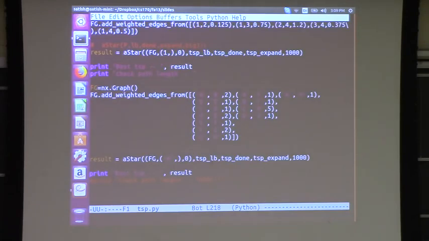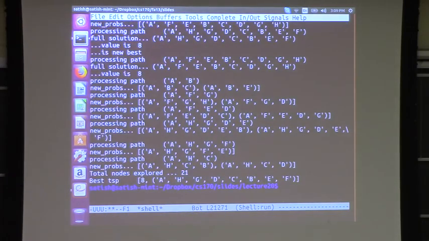Now this other graph is the problem we saw. It's the same graph that's on the slides, and you can see it doing that. And then you can see that the total number of nodes explored is 21, okay? So now let's do something really stupid.